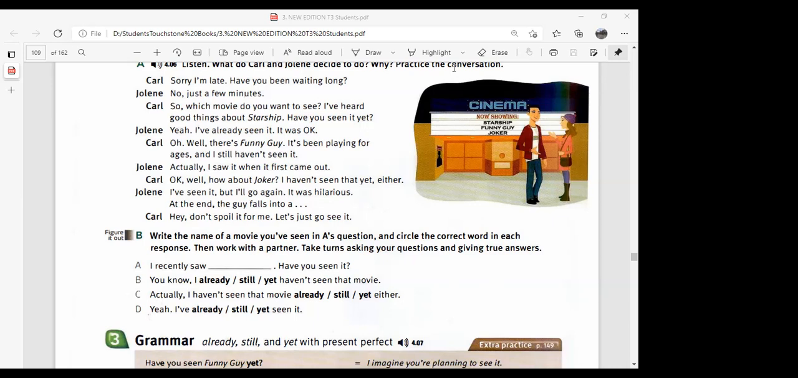All right, if you have seen this before, in the examples, in the conversations, you see some words like yet, sounds like yet, already, still, yet. So we are going to talk about those words.